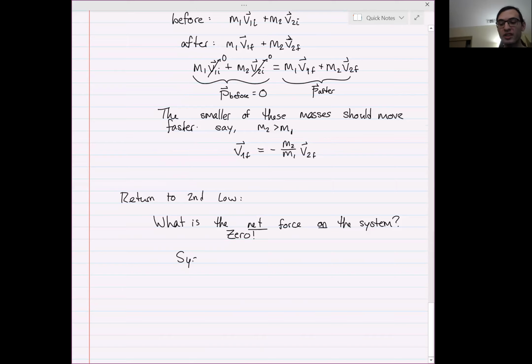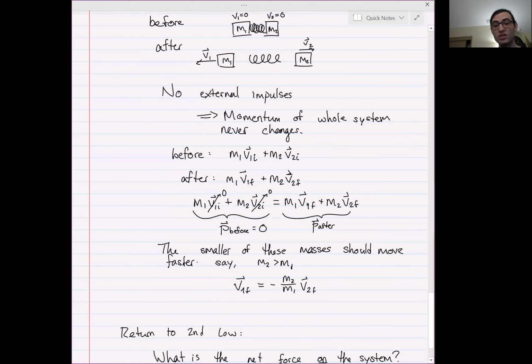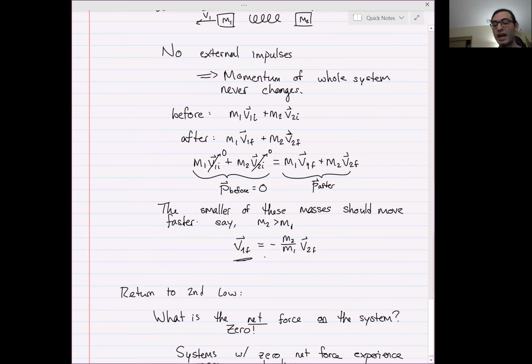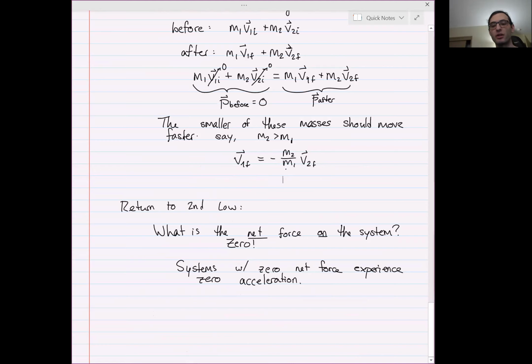And we know that systems with zero net force experience zero acceleration, right? That's Newton's second law. So it seems like that contradicts the result that we just got. We just found that they start off at rest and they end up moving at some speed, right? So how could it be that the system has zero acceleration, even though the blocks are moving?